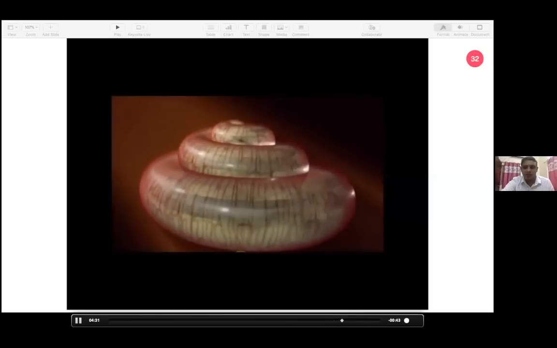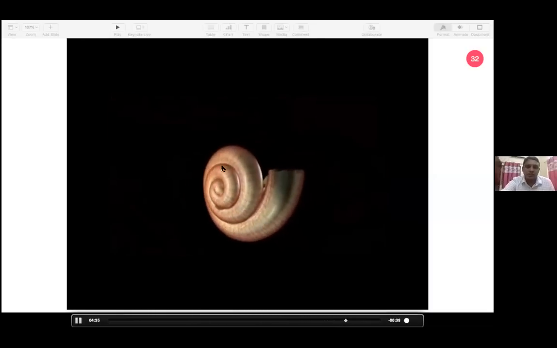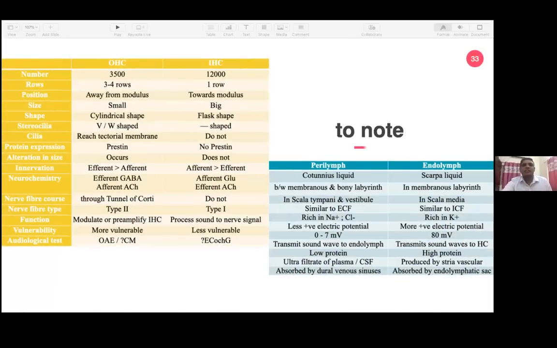Okay, so this cochlear spiral, if it is made straight, that is called the cochlear duct length. So the cochlear duct length is approximately 25 to 35 millimeters. So it can vary once again.